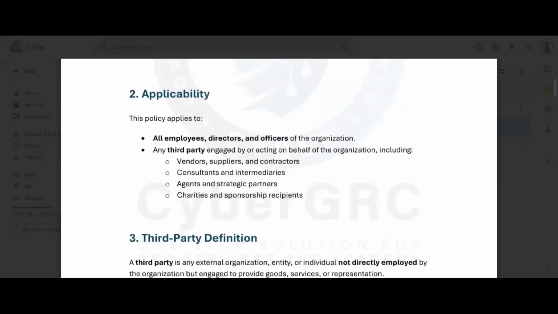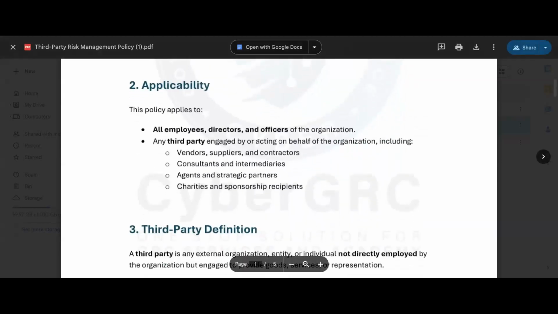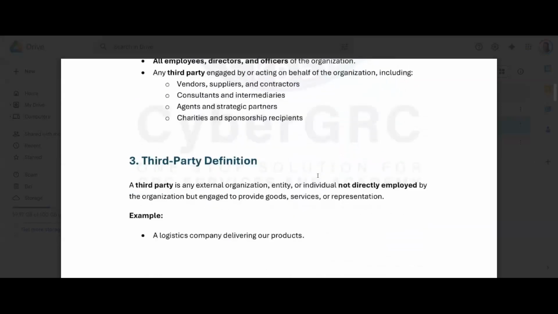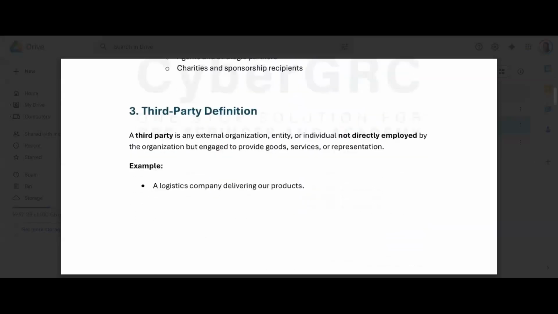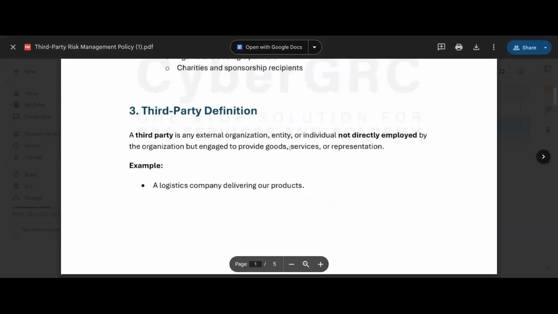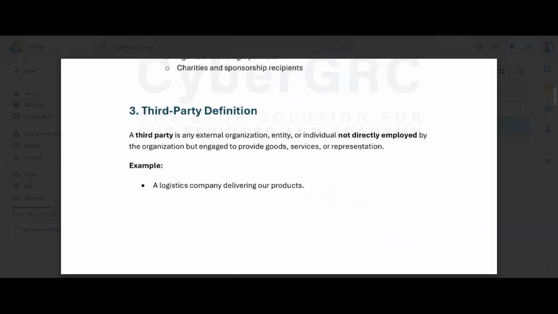Applicability: all employees, all officers, all third parties. Okay, applicability is there. What is a third party? A third party is any external organization, entity, or individual that is not directly employed by the organization but engaged to provide goods, services or representation. Remember that: not directly employed. It's a very important phrase. That's why I highlighted it.